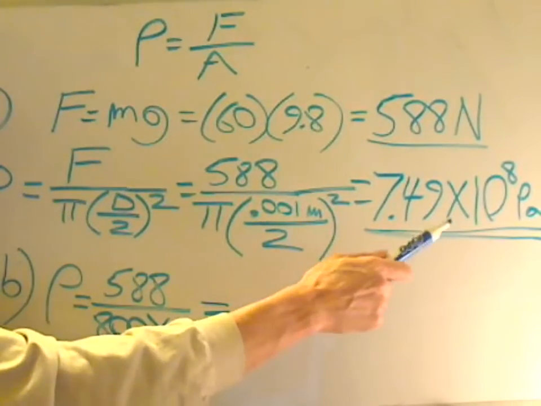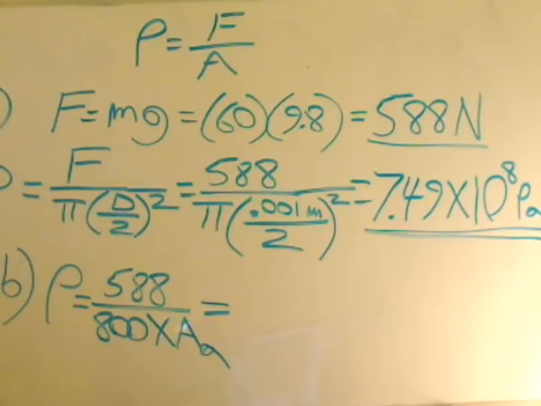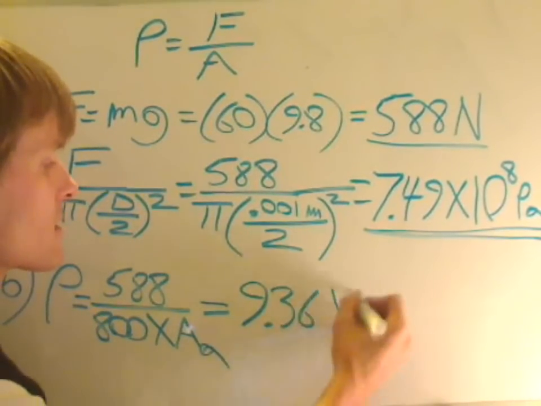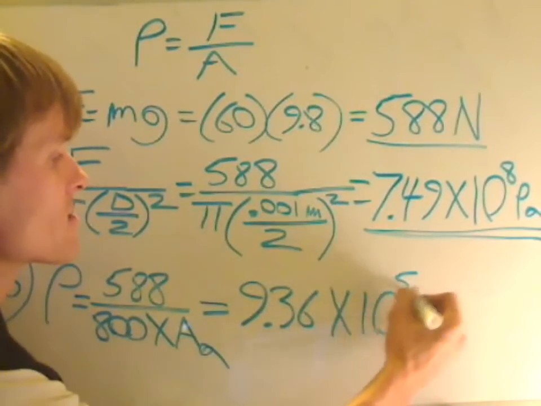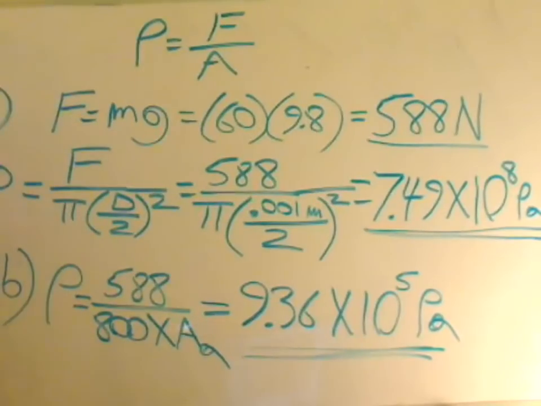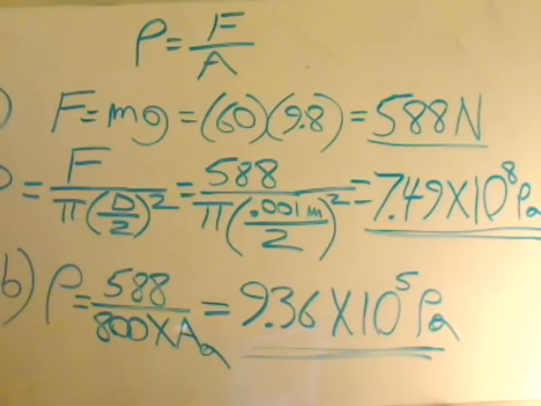So if it's 800 times the area, 1/800th of that is 9.36 times 10 to the 5 pascals. And that's more like 10 times atmospheric pressure. That's a very manageable pressure, and that's not going to puncture your skin.